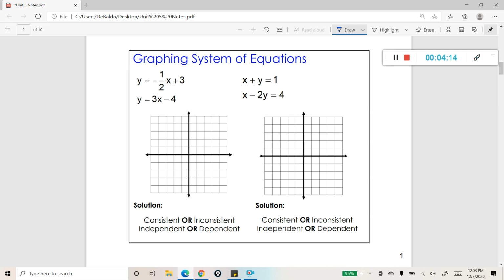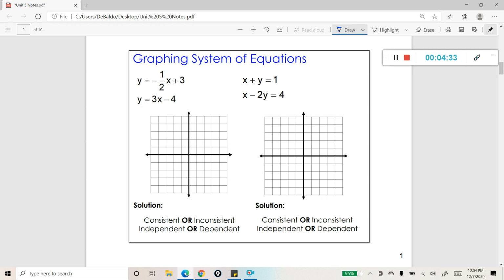Let's look at this first one. This is what a system of equations looks like, and you can see that it's just two equations, and these equations happen to be in slope-intercept form. They could be in another form or no form at all, but we do know that these are right now in slope-intercept form, so that makes them very easy to graph.